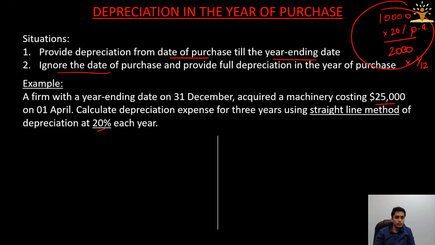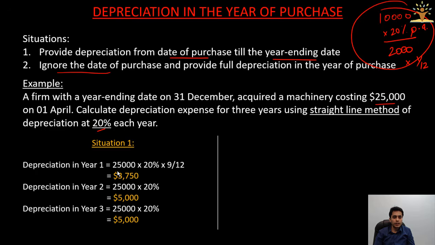So first situation, where the question tells you to provide depreciation from the date of purchase till the year ending date. Now, depreciation year 1 would be the cost of the asset, which is 25,000 multiplied by rate, but only for 9 by 12. Only for 9 months. Why? Because I purchased the asset on 1st April and my year ending date is 31st December. Only 9 months of period has lapsed between the date of purchase and the year ending date, and hence I will multiply by 9 by 12. So I get a depreciation of 3750.